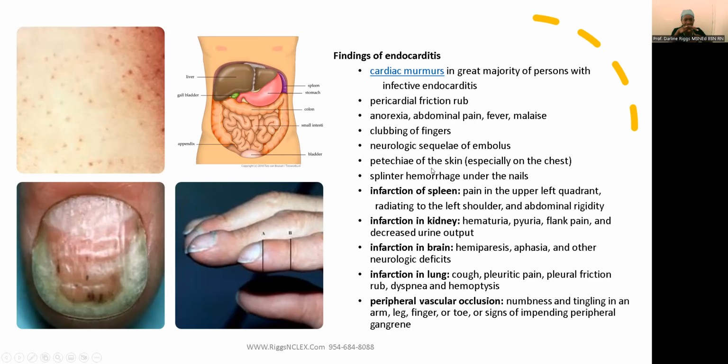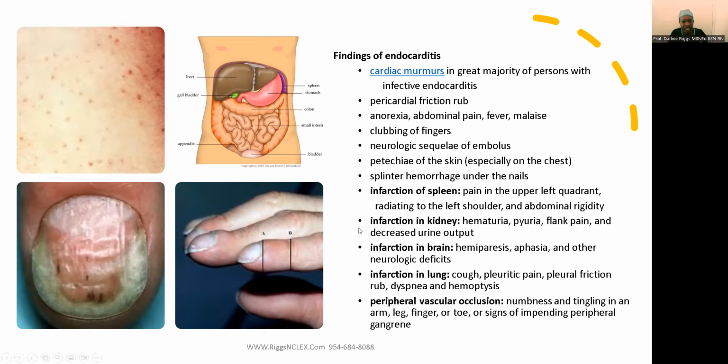They have the little petechiae, you see right here. Lots of petechiae. But here's the biggest issue with this. Infarction of the spleen. Their spleen splits open. So they're going to feel the pain in the upper left quadrant. Right here, if you see my cursor, see the spleen right there? So they're going to have that pain right there, left upper quadrant, and it radiates to the left shoulder. And their abdomen gets rigid, like board-like.